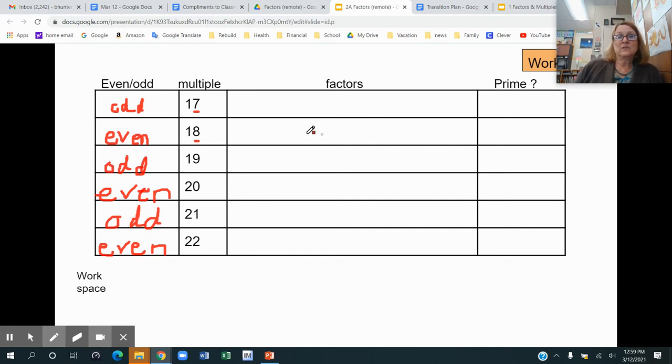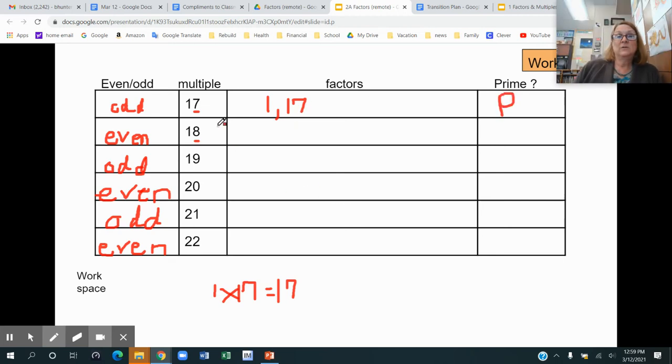Now let's work on factors. So let's do this first one. We list the factors here. How many ways can I make 17? So I start thinking, let's see. This is my workspace down here. 1 times 17 is 17. You always have 1 and the number itself, right? Well, 2, no. 3, no. 1 and 17 are the only factors, and that's because it's a prime number. So I'm going to put a P here.